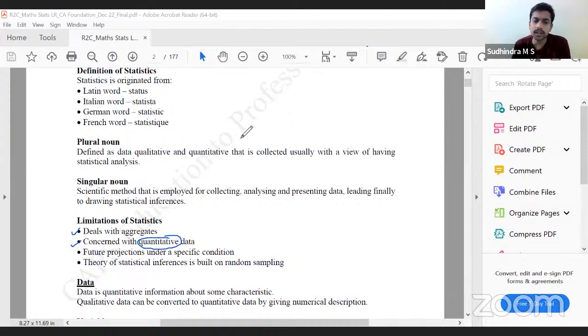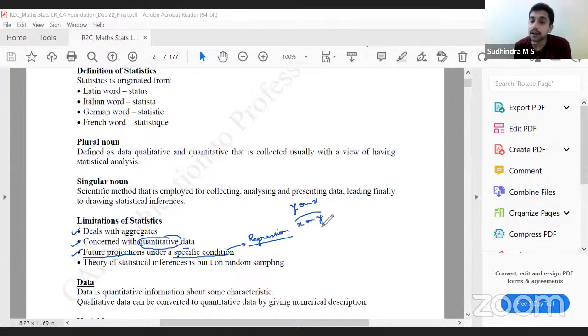Is it the case that it doesn't take qualitative data altogether? Sir, if qualitative data is expressed in numerical terms, it takes it, or else it won't. So for analysis of qualitative data, we have to express the qualitative data in numerical terms. Correct? So it's concerned with quantitative data, and the future projections that we make hold good only under a specific condition. The best example is the regression chapter. In regression, we have the regression line of y on x and the regression line of x on y.